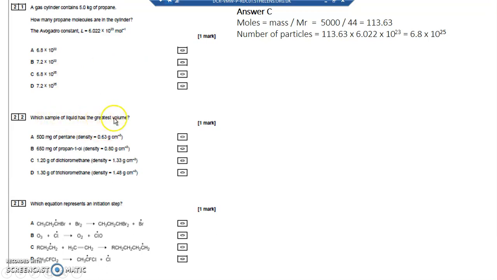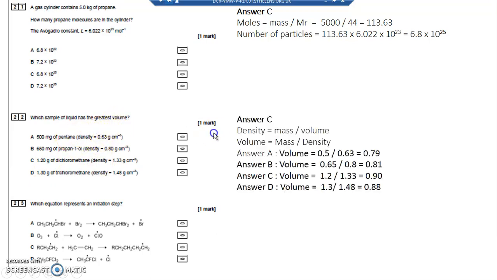Which sample of liquid has the greatest volume? So what I've been given is density. Now that's a giveaway because density is mass over volume, and I've been given masses as well, so I'm going to use density as mass over volume to work out volume. Now we'll do spoilers again so we can see this. Density is mass over volume. I can rearrange that using the triangular method or whichever mathematical method you use to rearrange equations. So volume is mass divided by density.